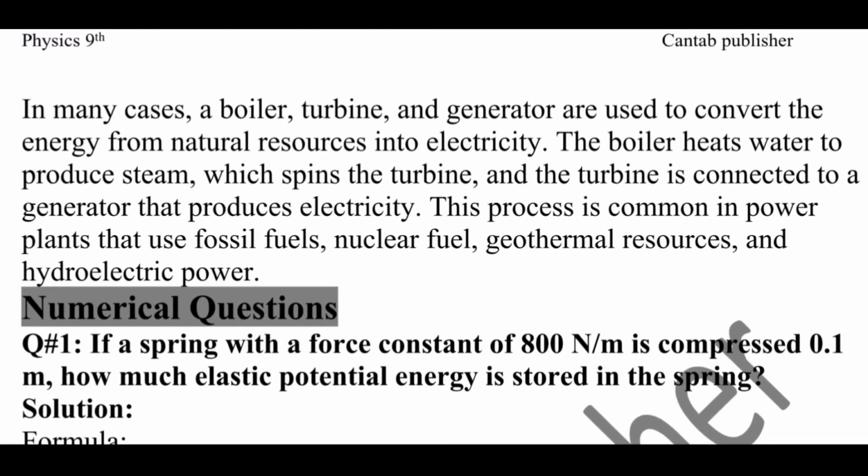In many cases, a boiler, turbine and generator are used to convert the energy from natural resources into electricity. The boiler heats water to produce steam, which spins the turbines, and the turbine is connected to a generator that produces electricity. This process is common in power plants that use fossil fuels, nuclear fuel, geothermal resources, and hydroelectric power.